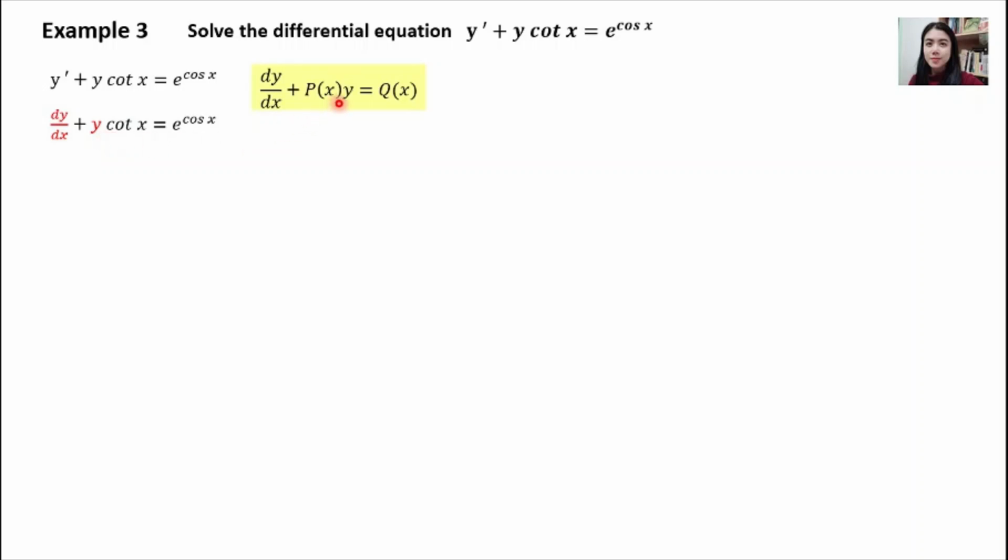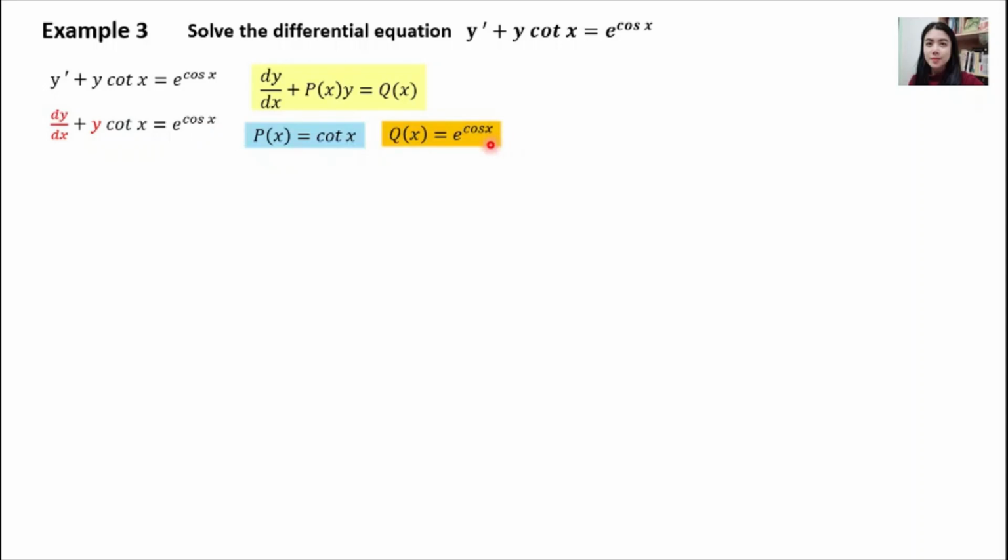Now the next thing is you need to identify what your P(x) is. Your P(x) is the one that is next to the variable y. So this is your P(x), which is actually cotangent x. And then what is your Q(x)? Your Q(x) is the one at the right hand side of the equation. So your Q(x) is equal to e to the power of cos x.